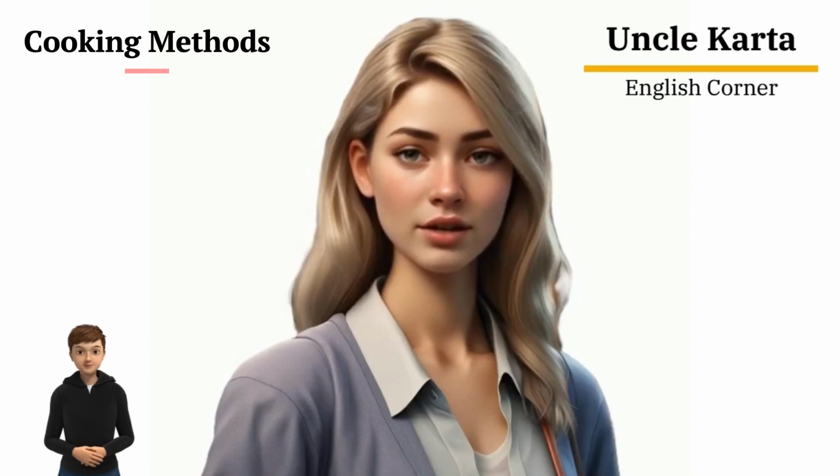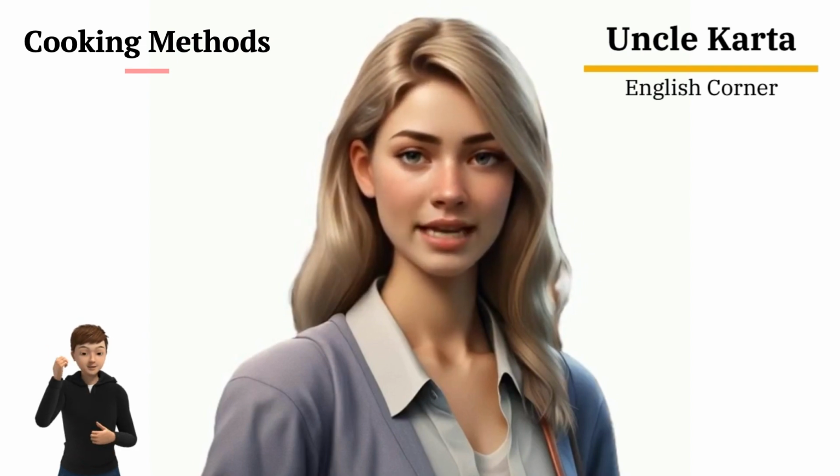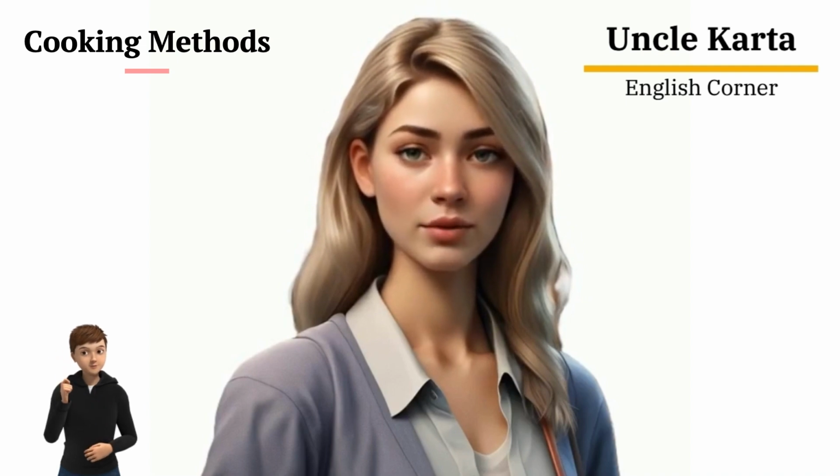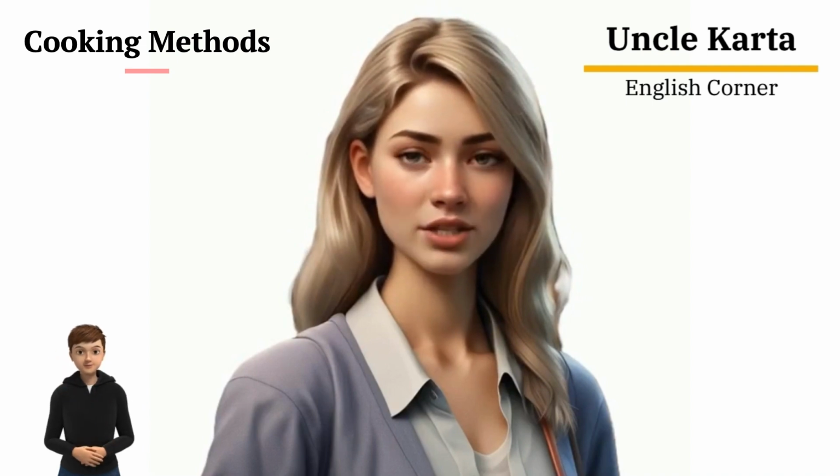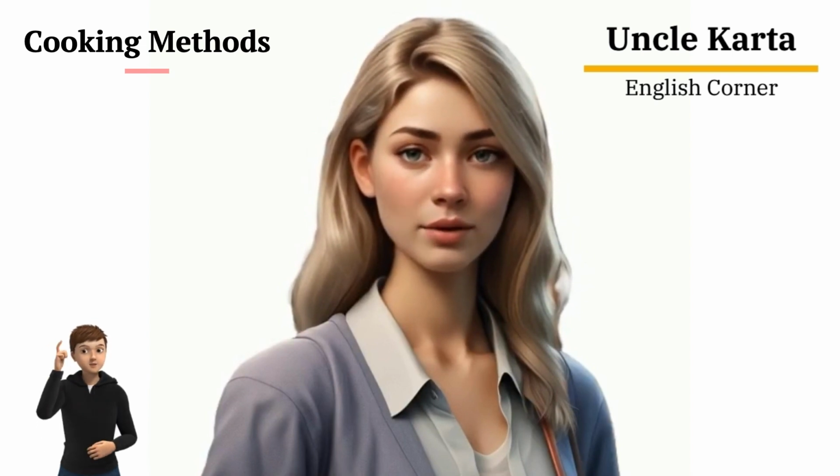Let's start with boiling. Boiling is cooking food in hot water. It is usually used for vegetables, pasta, rice, and eggs. Boiling is fast and simple, but you should not cook food for too long because it can lose some nutrients. For example, if you boil spinach for 10 minutes, it may lose its vitamins.